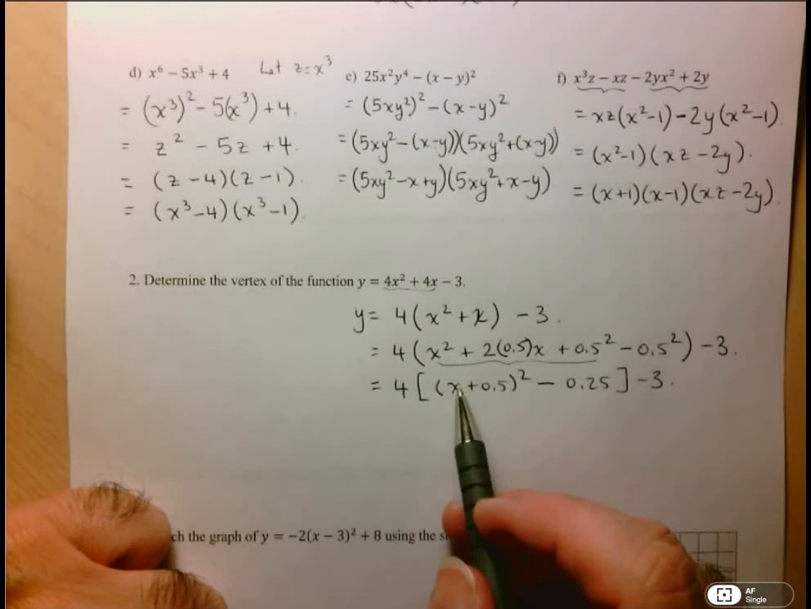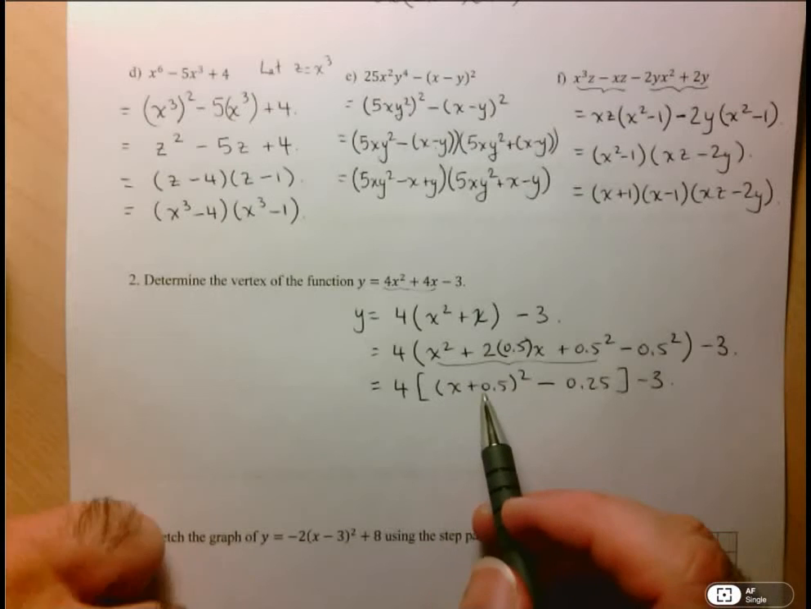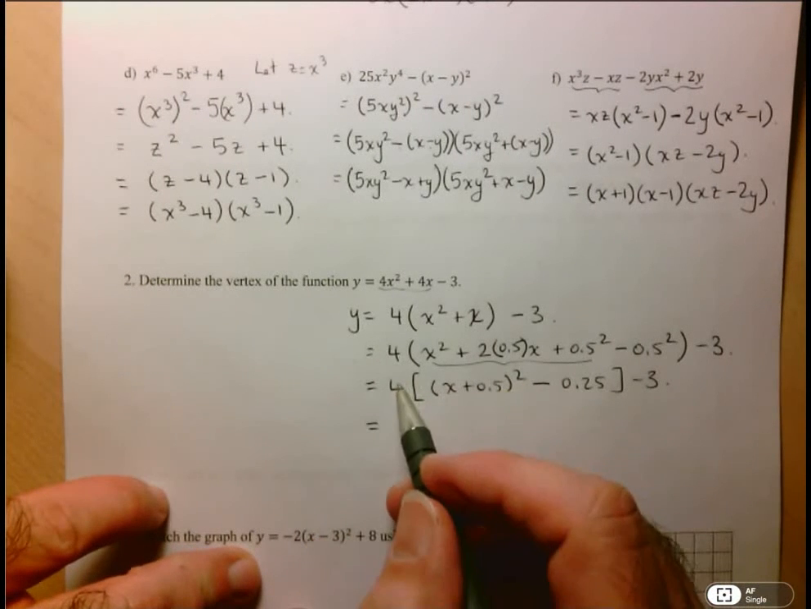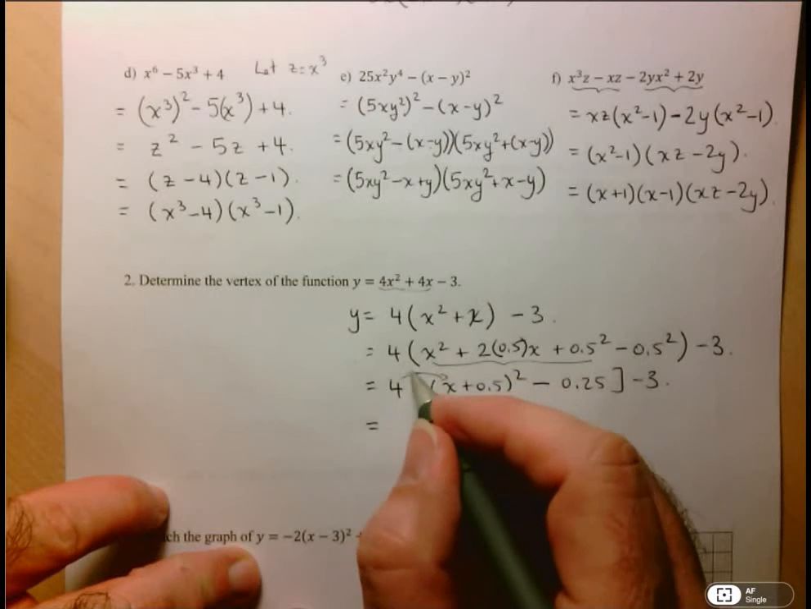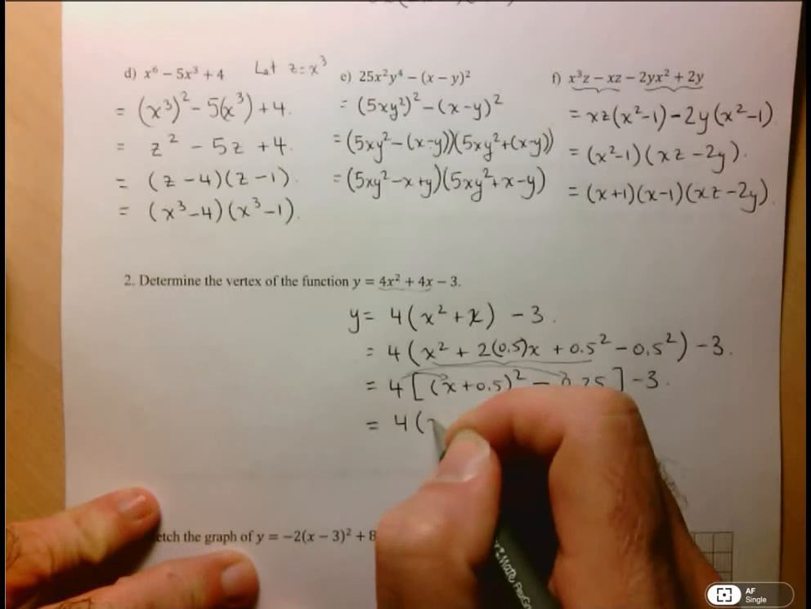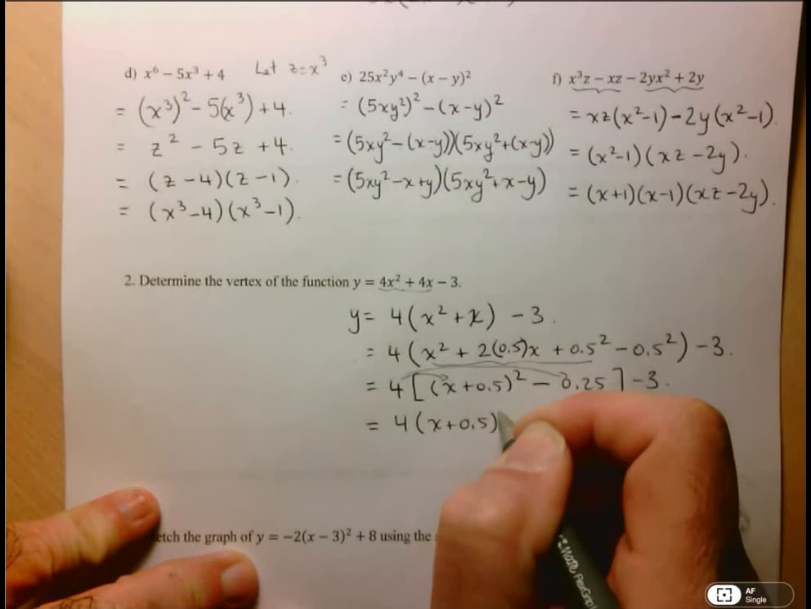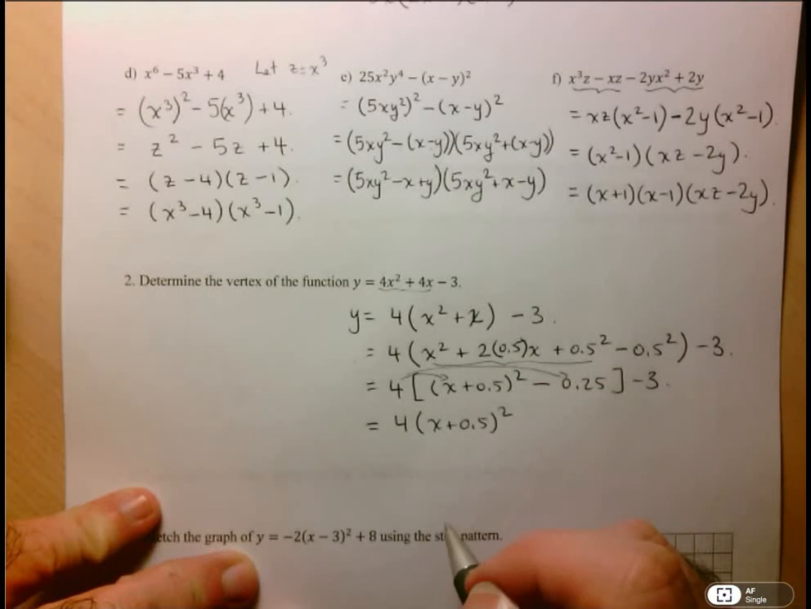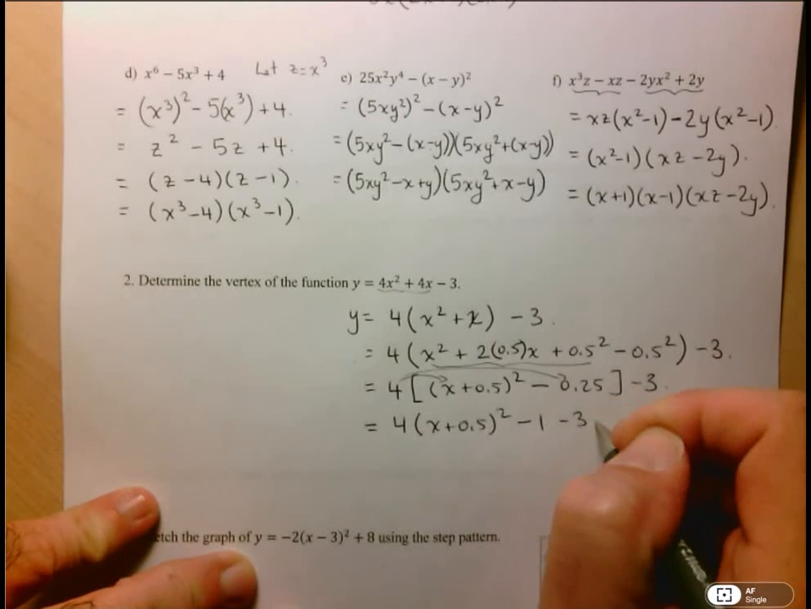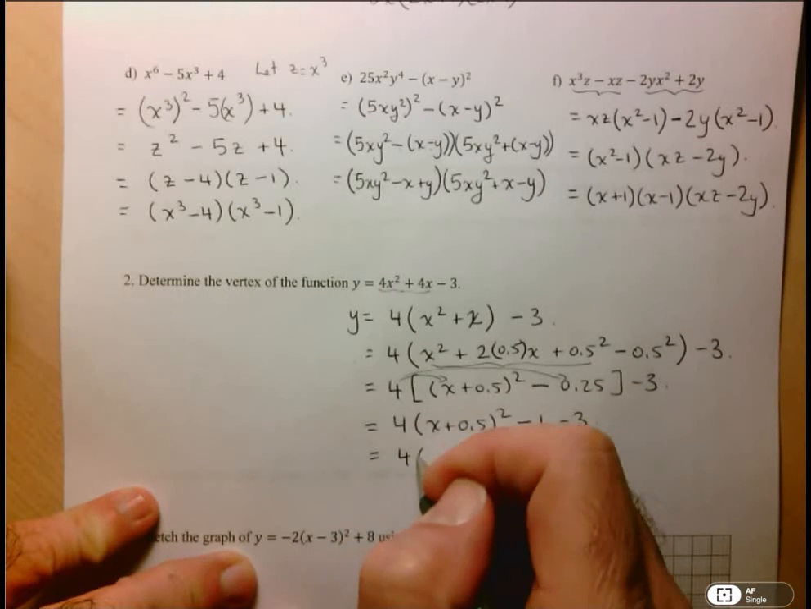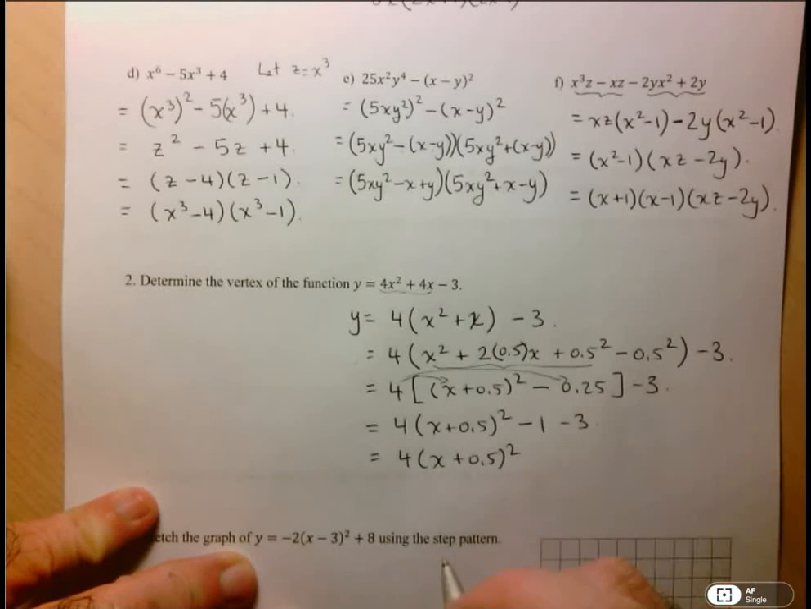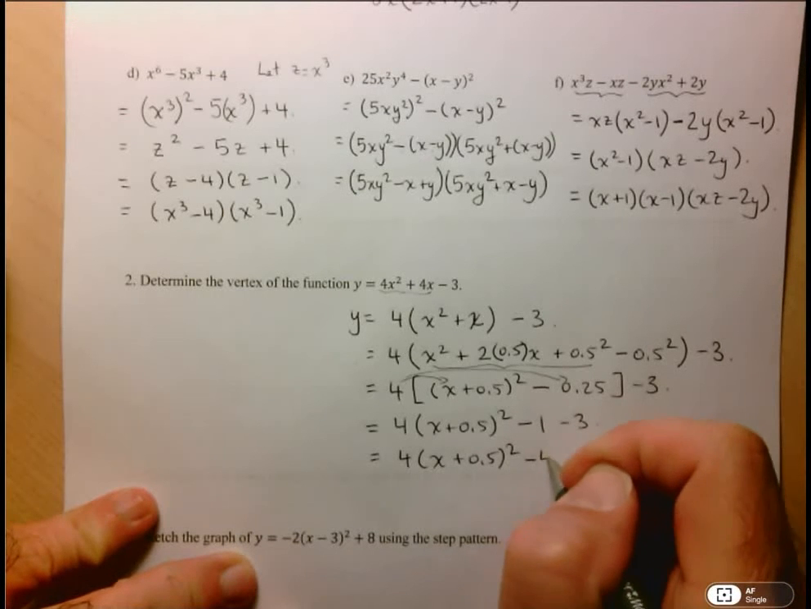Okay, so now I've managed to complete the square. To create my perfect square, I now just have to clean this up. So the first thing I'm going to do is distribute the 4 to each term in this bracket. So 4 times my square, and then 4 times 0.25, so that's just going to be equal to 1. And finally, we have 4 times x plus 0.5 squared, and negative 1 minus 3 is negative 4.